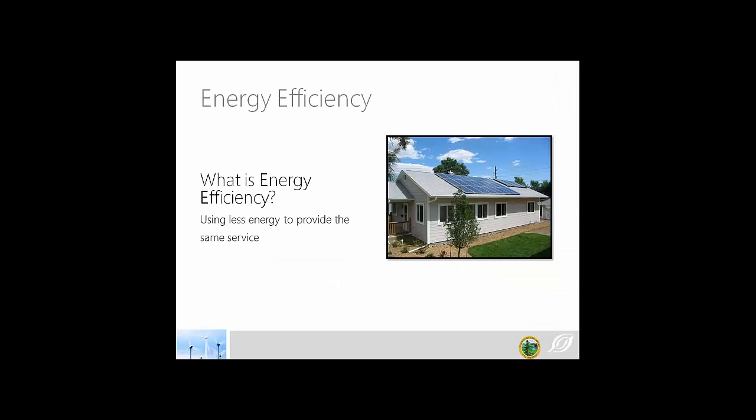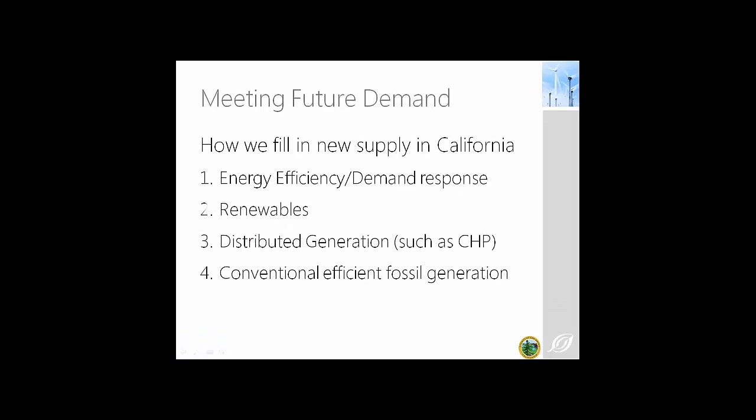Go to the next slide. So when we talk about energy efficiency, what that means is using less energy to provide the same service. It doesn't mean that you have to give up anything. It's just using less energy to do what you typically do. Next slide. Okay. Meeting future demand.